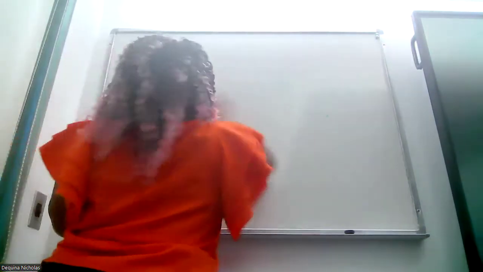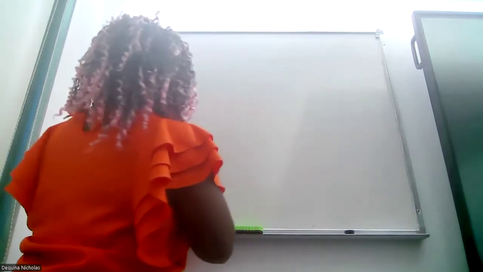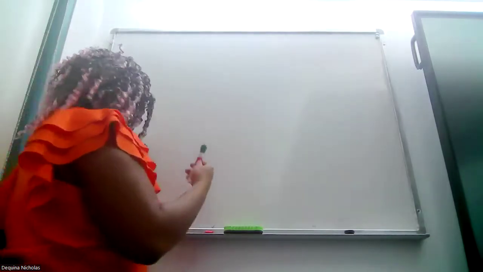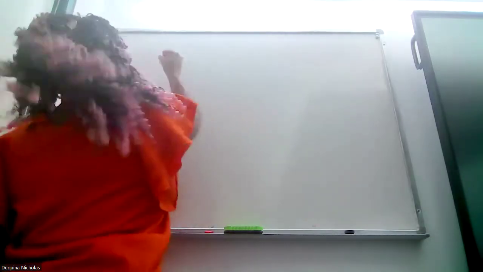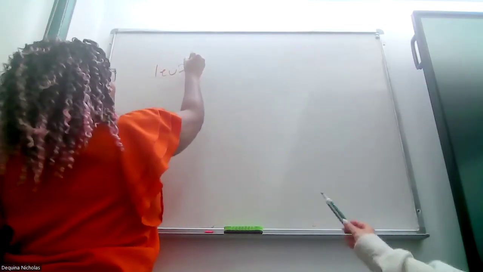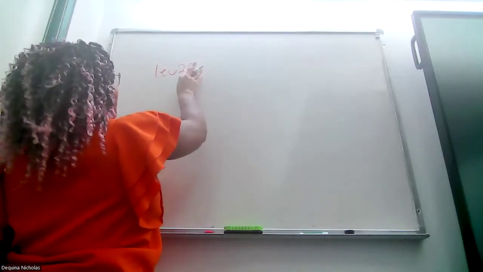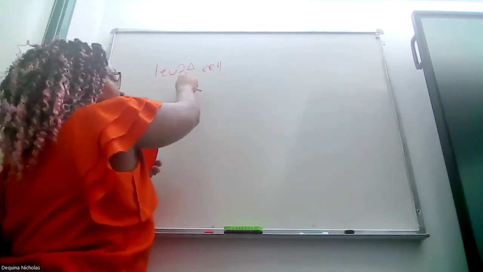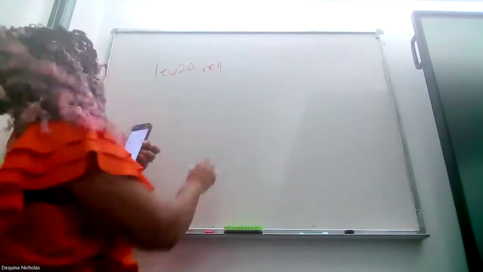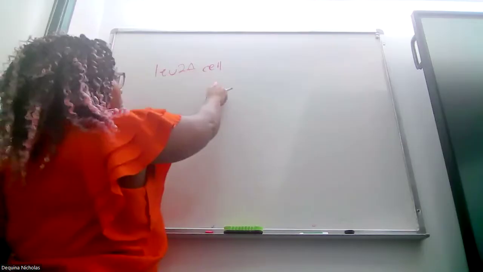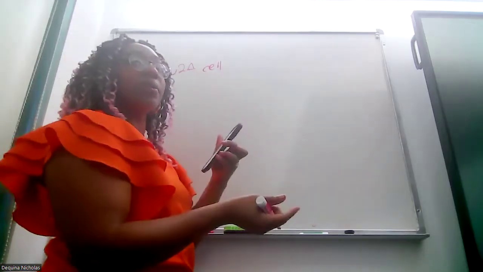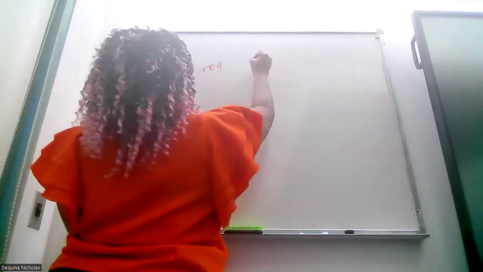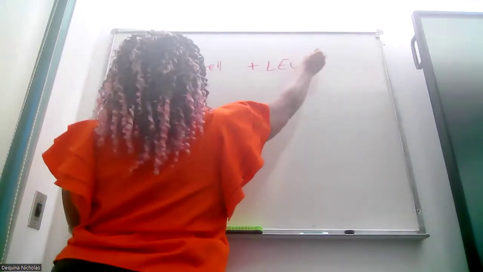Okay, so repeat. We have a leu2 delta cell. What does this mean, leu2 delta? Yes, so this is a leucine auxotroph. And then we're going to transform, what does that mean? We're going to transform LEU2. What is LEU2?